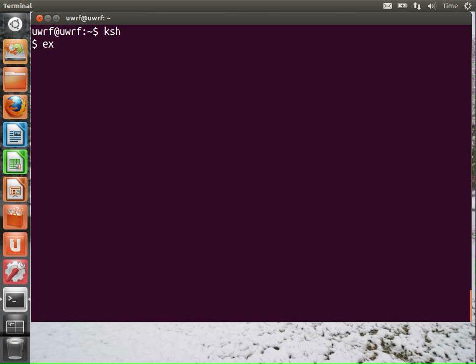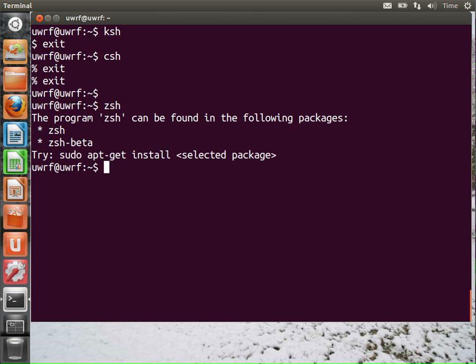So I'm going to type in exit, return, and this will get me out of the Korn shell back into the Bourne shell, the bash shell. There are other things. You can type CSH for the C shell and then exit from that. We're back to bash. Okay, so there are a number of different shells. I think there's also a Z shell. Oops, we don't have it installed. So there is such a thing as a Z shell, but we don't have it.